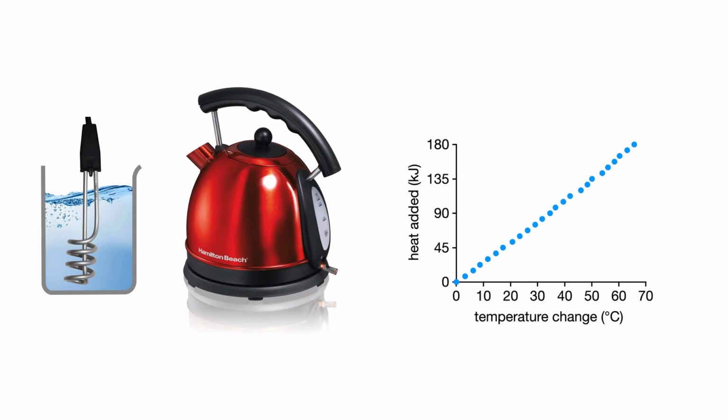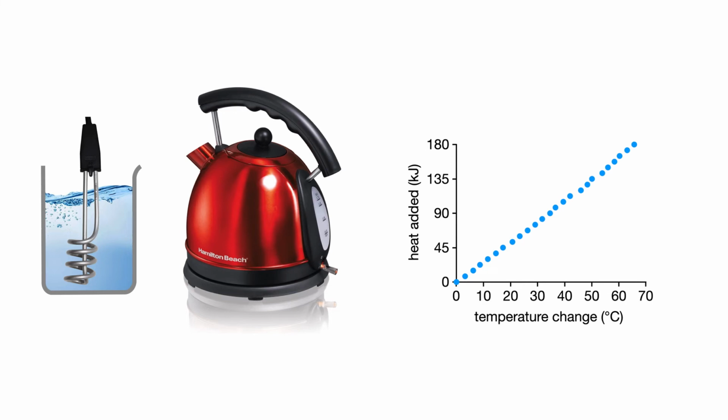So again, I've got the temperature change of the water on the x-axis. The amount of heat that was added is on the y-axis. And so here you can see that larger temperature changes are associated with larger amounts of heat. And this particular set of data corresponds to the temperature of 500 grams of water in the electric kettle.